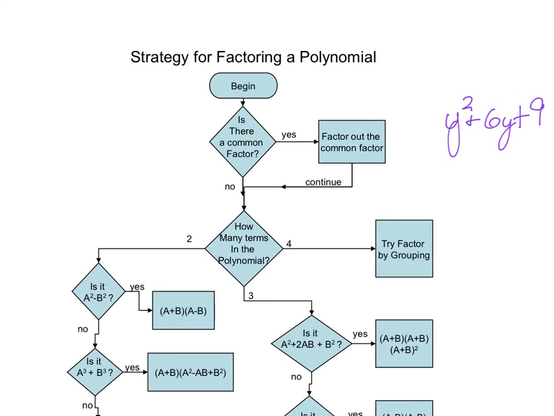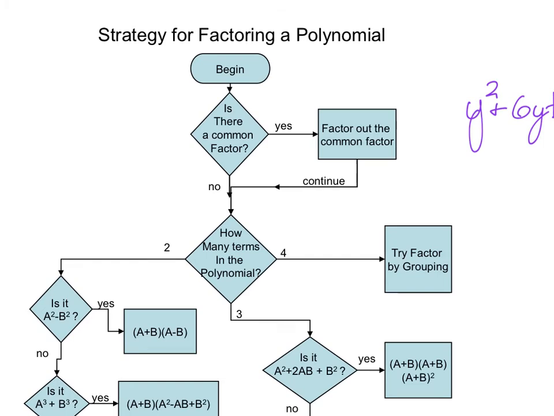Notice it says no. If it said yes, if there were common factors, you'd factor them out. That's what the yes direction tells you to do. But in this case, it's a no, so we go straight down. Now, how many terms in the polynomial? 2, no. 4, no. 3, yes. So we're going to follow that path.